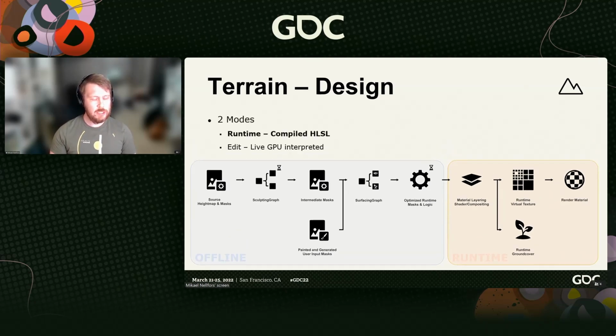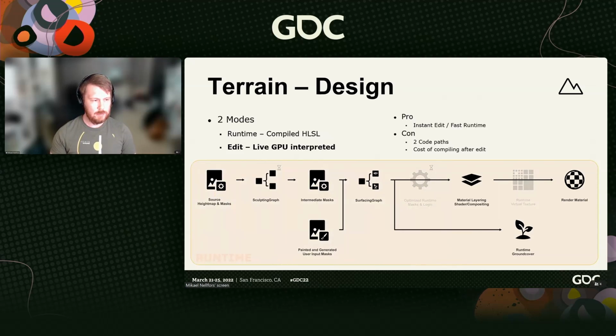Although we did actually end up with two modes of our terrain system. What I just described was our runtime version, which is a compiled HLSL. For edit time, we run the entire thing live. It skips the optimization step and the virtual texture. And this was basically because we wanted what you see is what you get. So we wanted the fastest possible iteration time, but still needing the fast runtime.